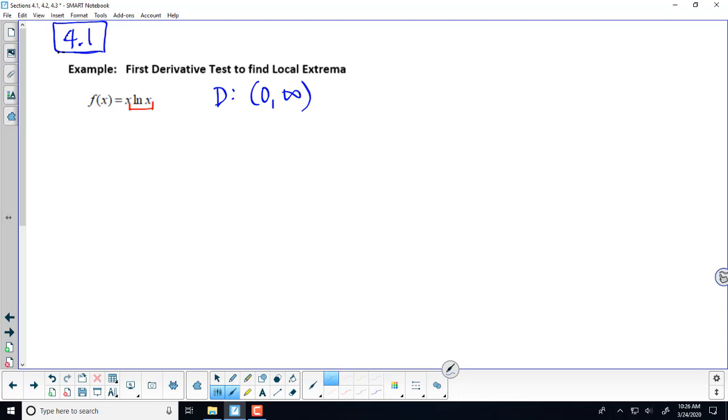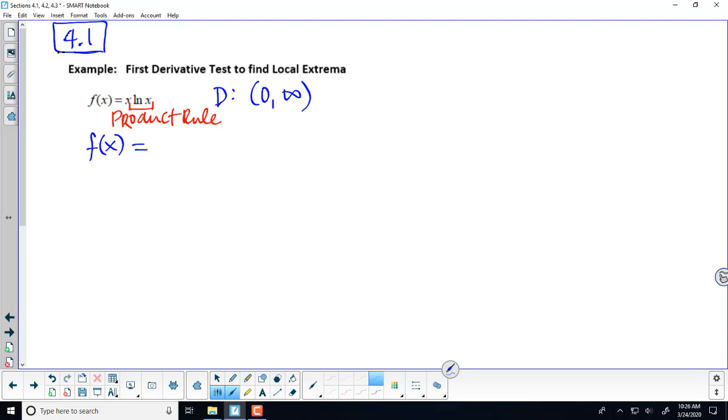If we're going to use the first derivative test, we need the first derivative so we can find our critical points. All right, so here we go. This is where the fun begins. Looking at this function, I'm going to use the product rule. I haven't done this for a while.